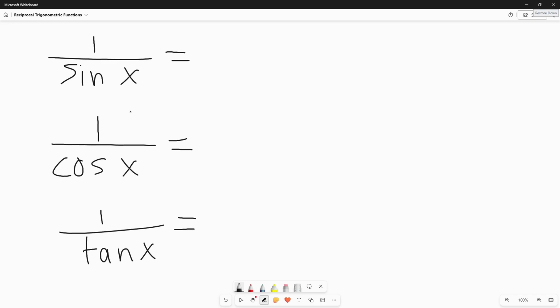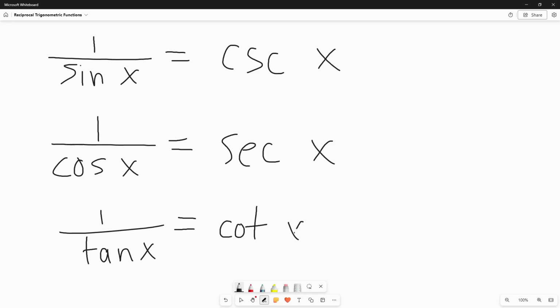And the reciprocal of sine x, which is 1 over sine x, is CSC x, or cosecant x. And the reciprocal of cosine x, or 1 over cosine of x, is SEC x, or secant of x. And the reciprocal of tan x, or 1 over tan x, is equal to COT x, or cotangent of x.